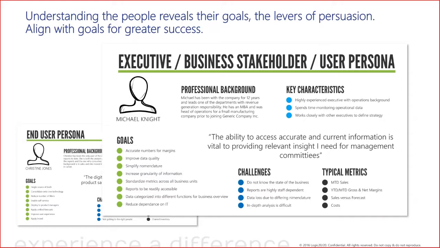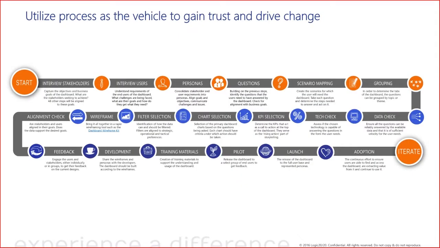So in these examples here, you can see Michael Knight, who is a fictional persona, has some fairly basic goals: wants some accurate numbers, wants to improve data quality, wants to use some simple terms. He has basic challenges, so doesn't know the state of the business, reports are highly staff dependent, and has some typical metrics that Michael looks at. All really important to understand that if we don't have this perspective, it'll be very hard to put ourselves in the shoes of this person and understand how we're going to be able to persuade them at all. So to do that, we use process. We use process as the vehicle to gain trust and drive change.